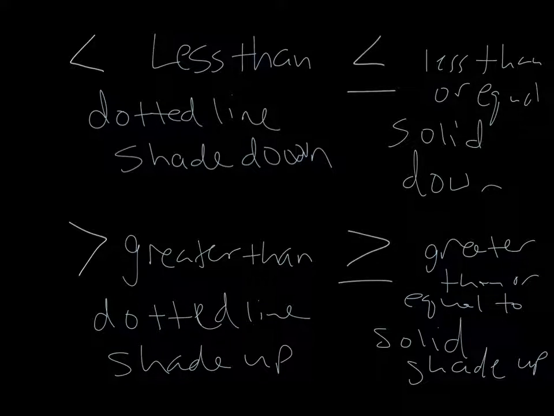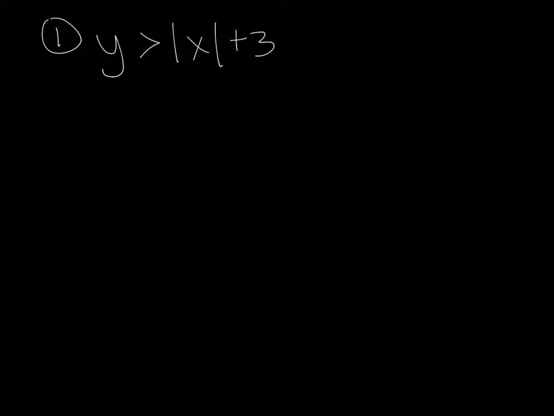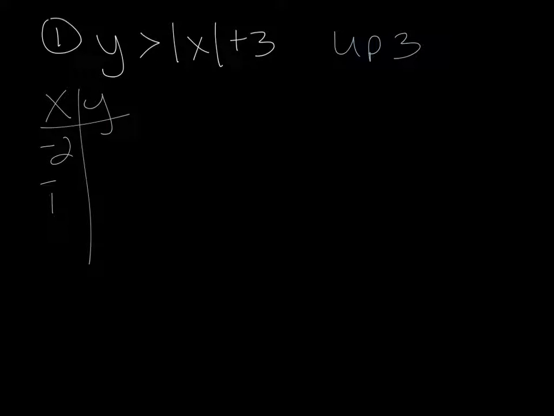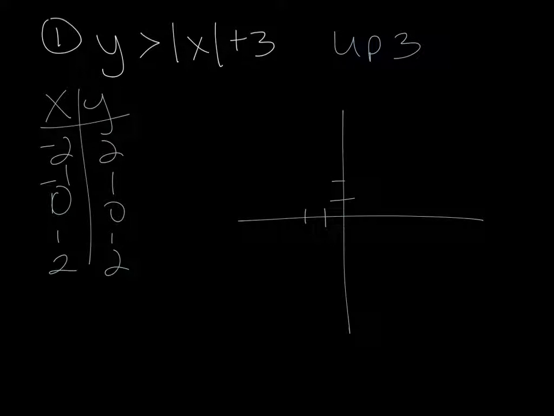So let me show you how it works. For this problem, y is greater than the absolute value of x plus 3. First of all, we still find our shift. This one is not going to move left or right because there's no number in the middle, but it's moving up 3. We still make our xy table the same way: -2, -1, 0, 1, 2, and 2, 1, 0, 1, 2. There's no number out front, so we don't need to multiply. We go ahead and graph. Left 2, up 2. Left 1, up 1. 0, 0, 1, 1, 2, 3. And we're moving everything up 3, so I just move all of my points up 3.